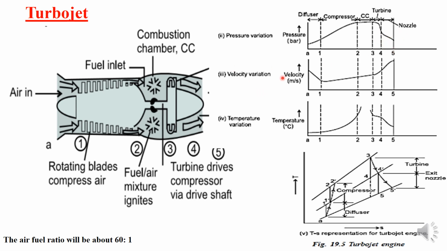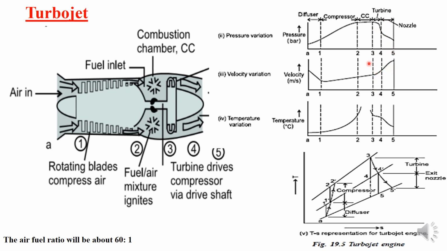See over here we have the velocity. In the diffuser it reduces; in the compressor it slightly increases, almost it should remain constant actually, but in the actual case, you will get a slight increase in the velocity. Here in the combustion chamber again you should have a negligible increase, and in the turbine it slightly increases, and in the nozzle it increases in a rapid way. So all the pressure will get converted into velocity.